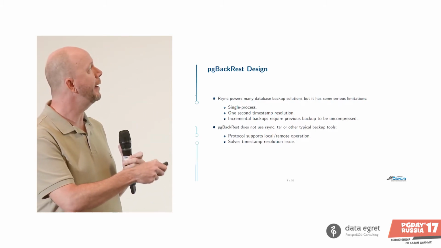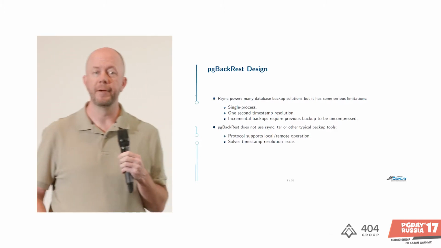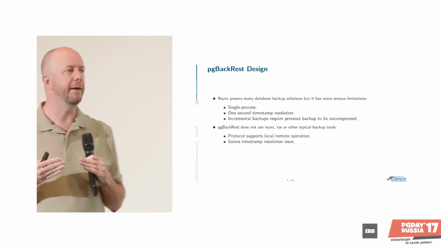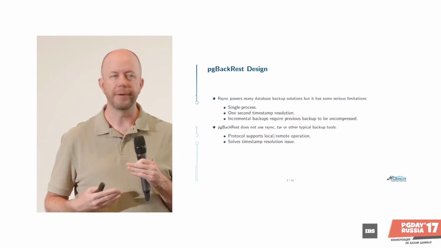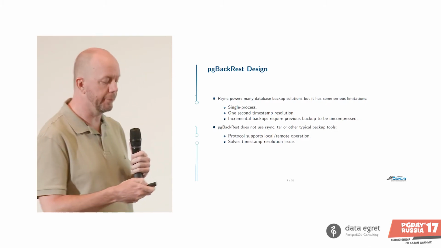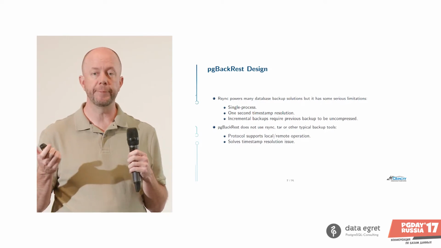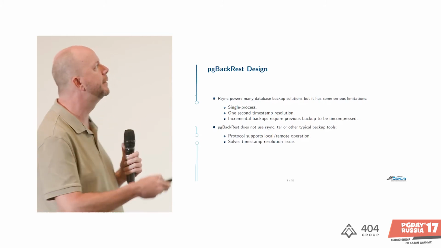It also has a problem that it only has a 1-second timestamp resolution. So if rsync is copying something and Postgres is modifying something at the same time, your next differential backup won't pick up that change. So rsync is not safe for differential backups, unless you use checksums. If you turn on checksums, it's fine, but if you're using timestamp-based differential, it's not safe.